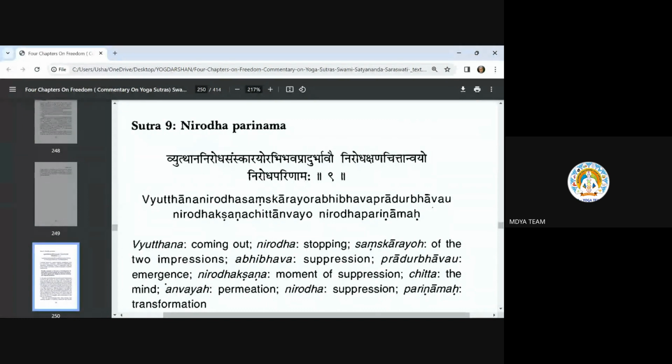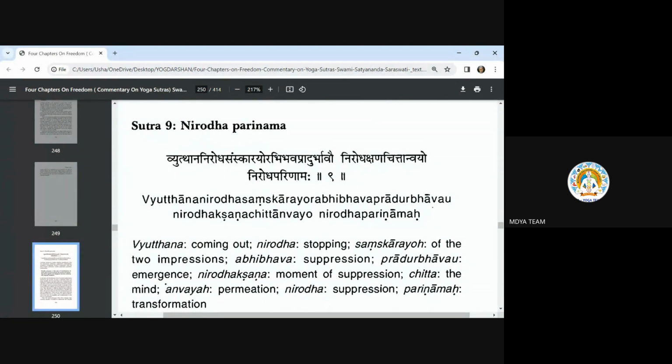The ones which are not conducive and negative for the growth of the person into the samadhi states are called vyutthana samskaras. So in this sutra, vyutthana nirodha, he's using both the words, vyutthana and nirodha. Both are contradictory. Okay, vyutthana nirodha samskara.